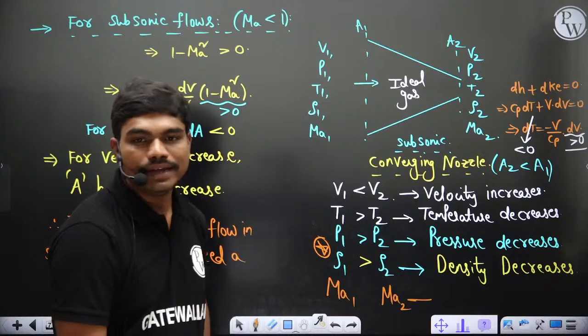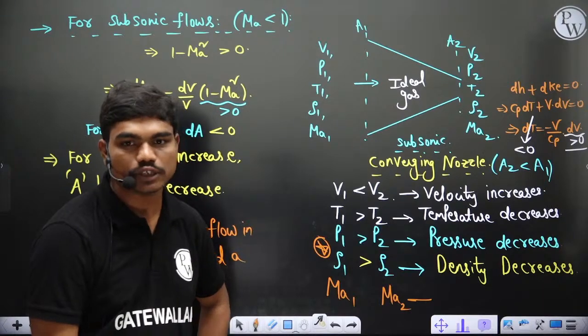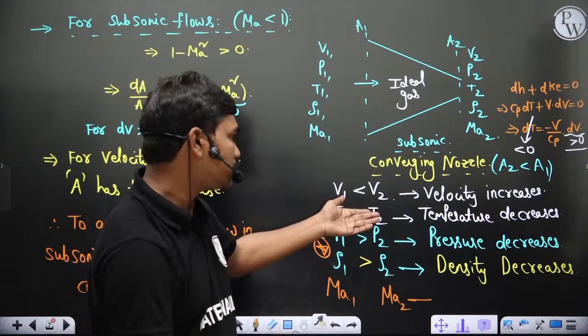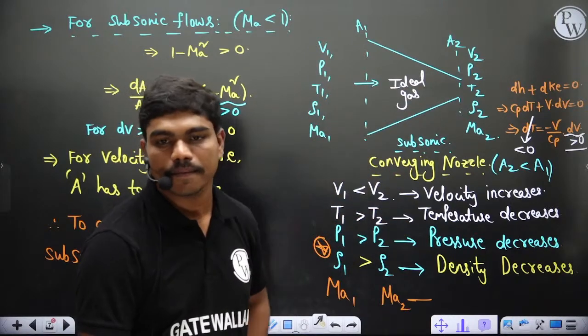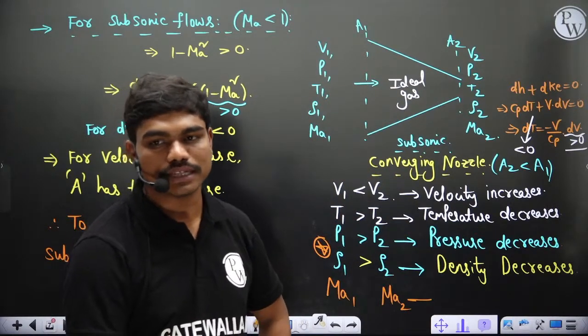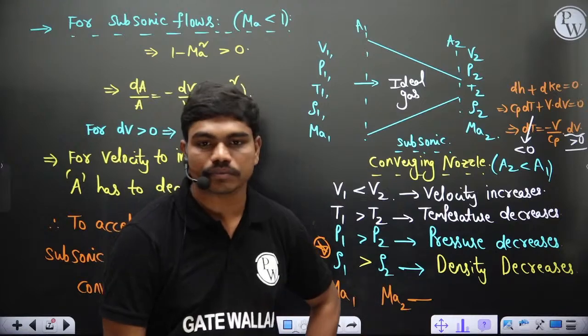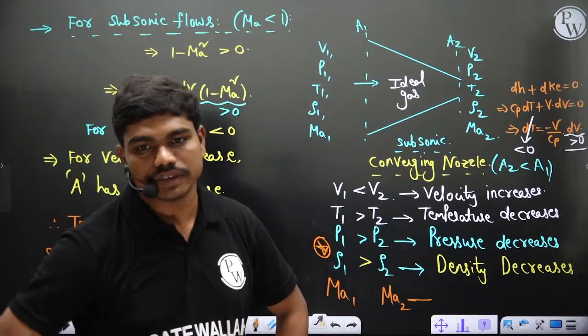Please tell me, what do you think happens here? Will it increase or decrease? Velocity of the flow is increasing. Okay, you clearly know velocity increases for the subsonic case, in this case of a converging nozzle. Then what about the other parameters? What about the Mach number?